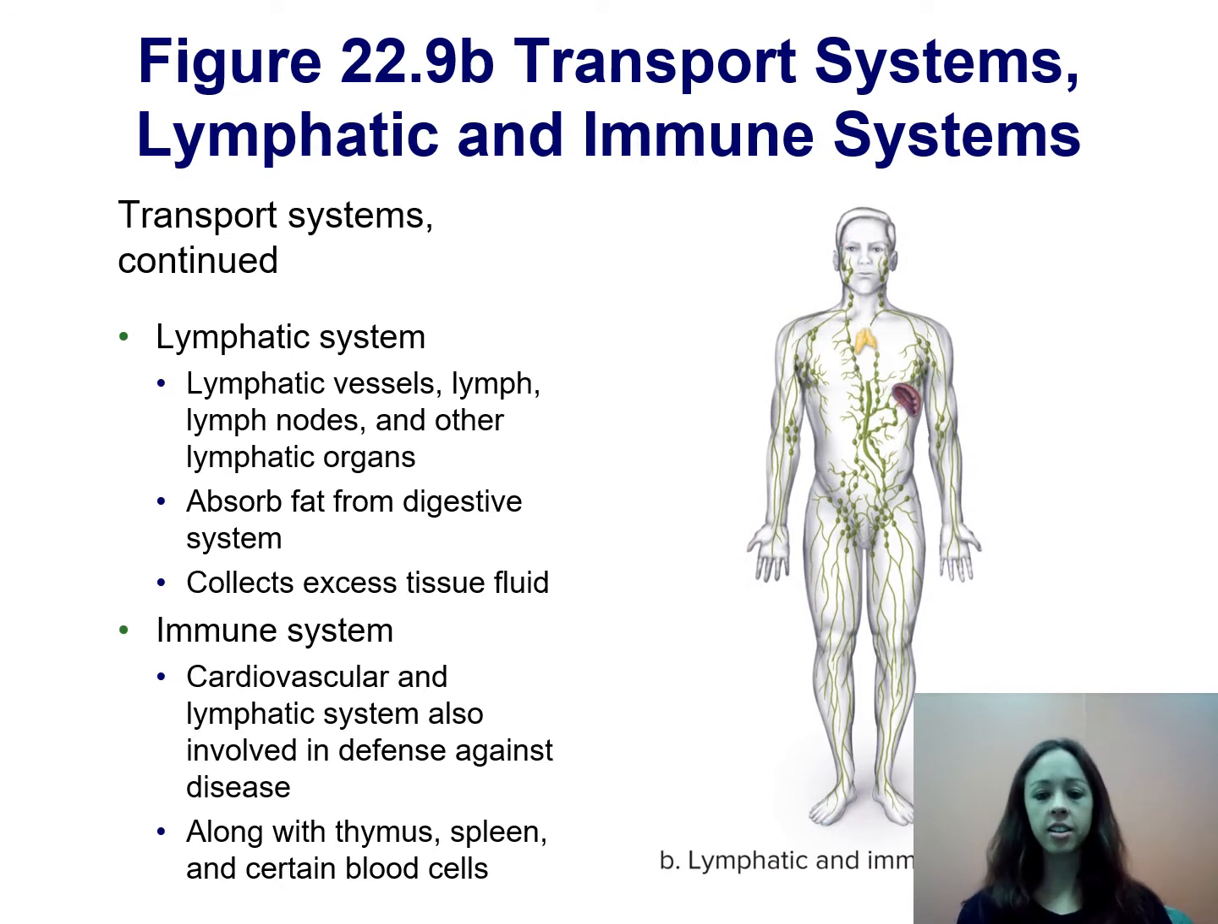The lymphatic system is made up of lymphatic vessels, lymph nodes, and lymph, which is the fluid running through those lymph vessels. The lymphatic system absorbs fat from your digestive tract and collects excess interstitial fluid from the body. It also has an important role in the immune system, since the system contains white blood cells.